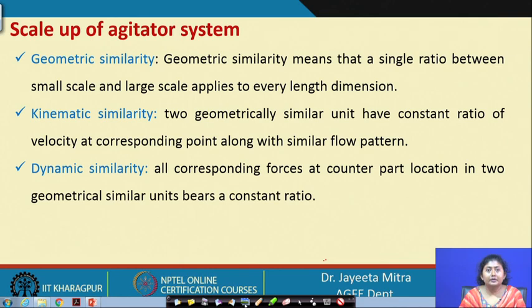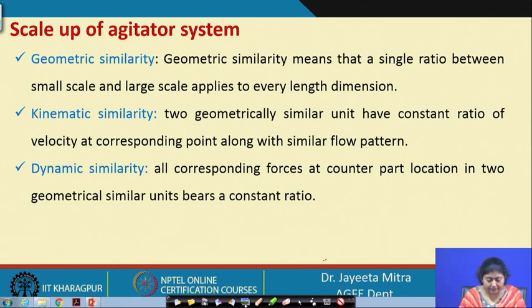So, when the similar flow pattern exists, for example the axial flow or radial flow, these are the same, and the two are geometrically similar. That means, let us say, both are round bottom tanks with a 6 blade flat disc impeller attached to both of them, and with a constant ratio of velocity. So, kinematic similarity we can maintain to upscale it.